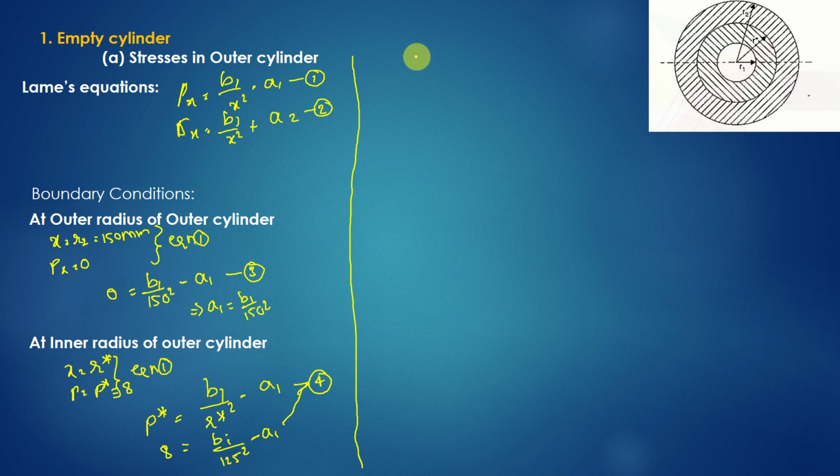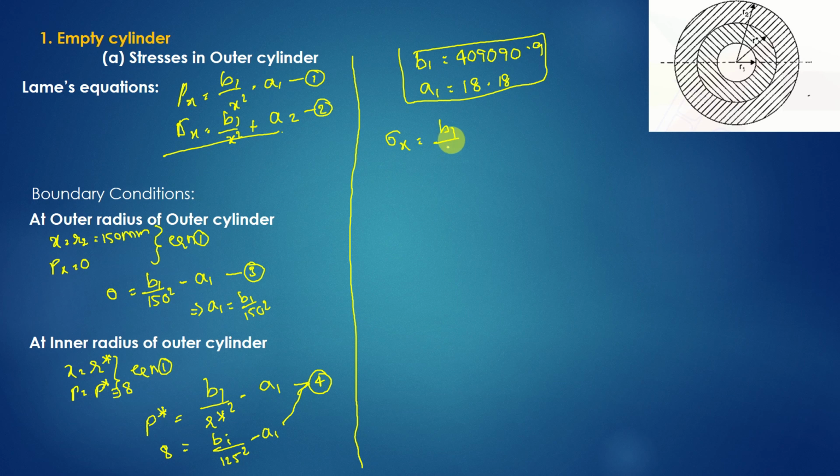However, you will get the value of b1 as 4090.9, and we got the value of a1 as 18.18. So with these values you can find out the hoop stress. Now I will write hoop stress as b1 by x square plus a1. B1 we have 4090.9, so sigma x is 4090.9 by x square plus 18.18.